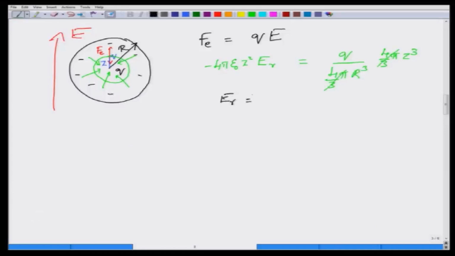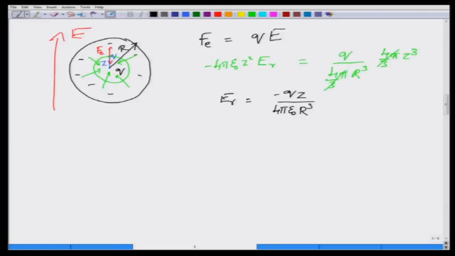ER is the electric field due to the cloud, while E is the field that is applied externally. So, ER is given by minus q divided by 4 pi epsilon 0 r cubed, with z squared brought down to the denominator and z cubed in the numerator. That z squared will cancel, and you get minus qz divided by 4 pi epsilon 0 r cubed.